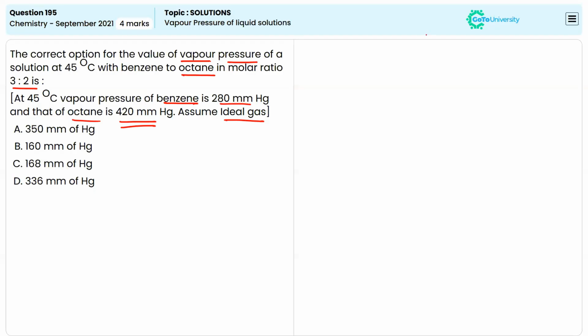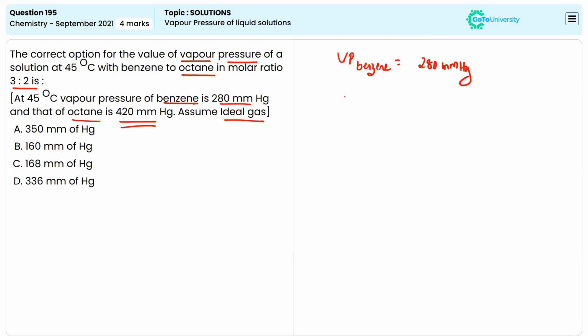Okay, so first we can write the vapor pressures of these individual components. I'm writing here the vapor pressure of benzene, that we can write from here, that is equal to 280 mm of mercury.